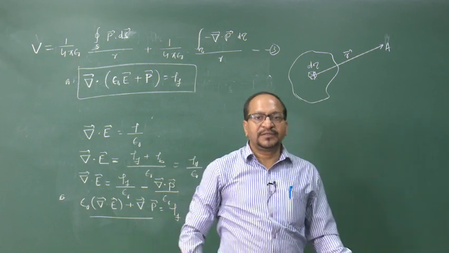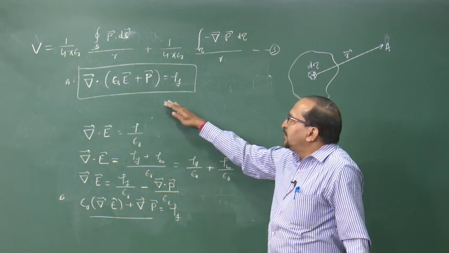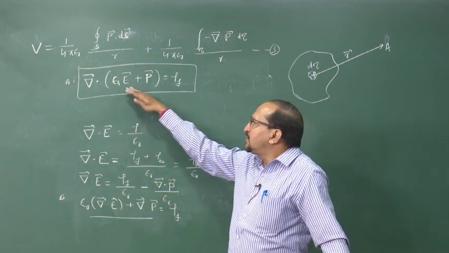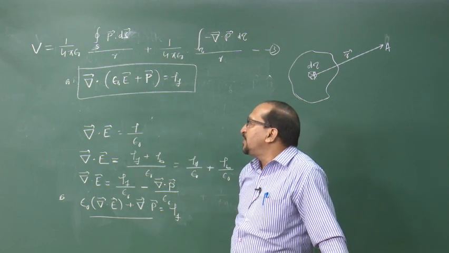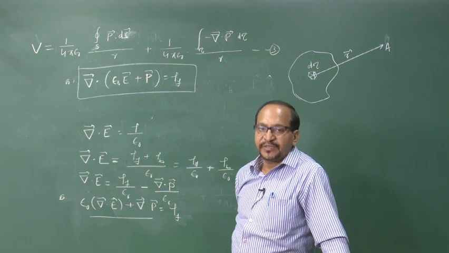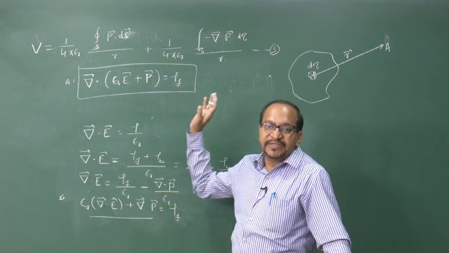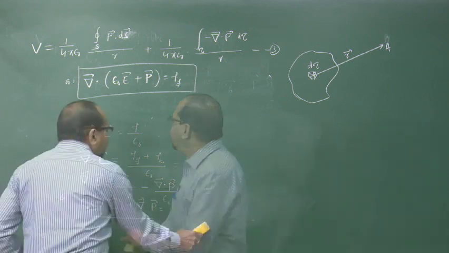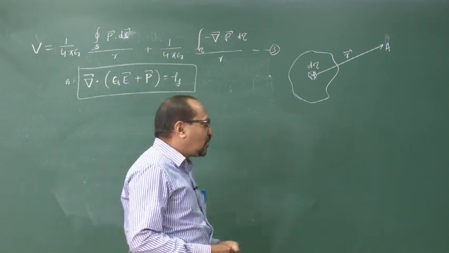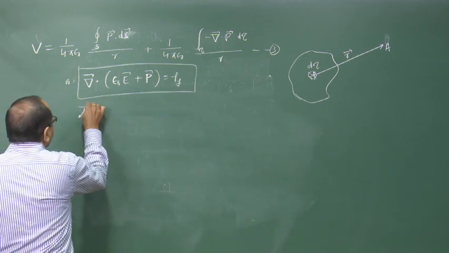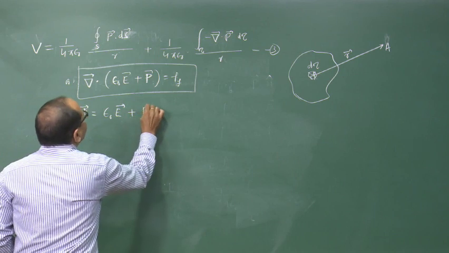So, we express Gauss law in the presence of dielectric by an analogous equation. Just the electric field E is replaced by epsilon naught times E plus polarization vector P, while this charge density is only the free charge density. Okay. So, this term in the bracket is defined as a new vector called electric displacement vector D, which is equal to epsilon naught E plus P.